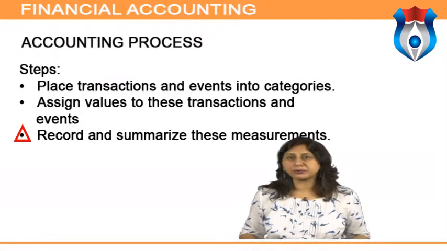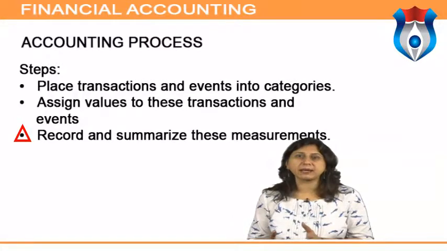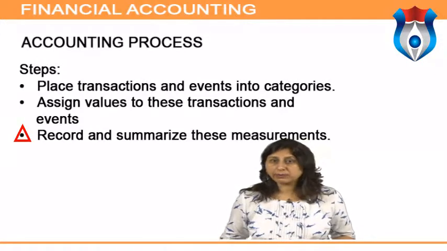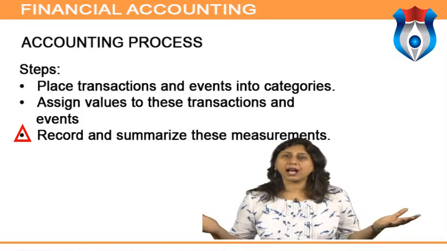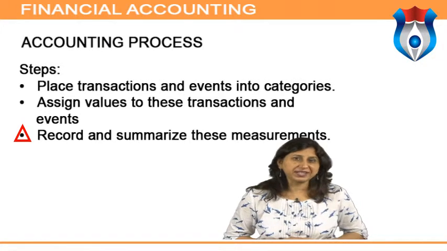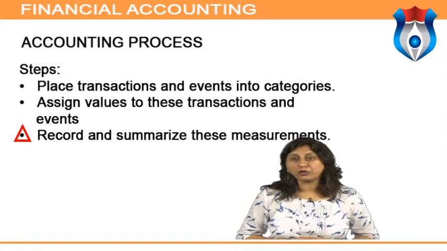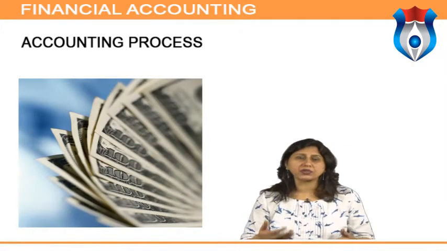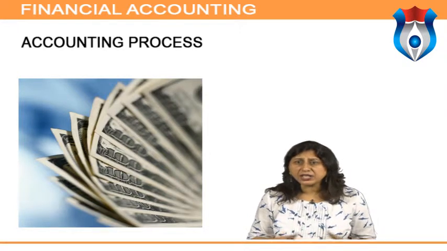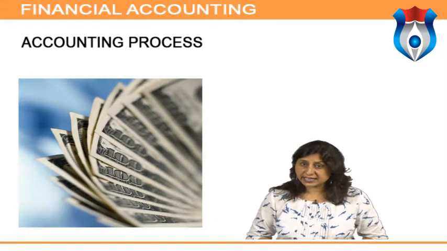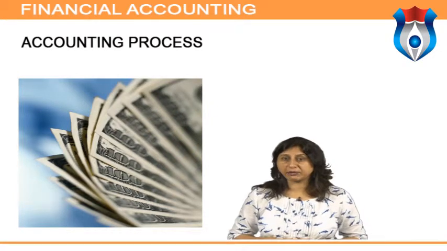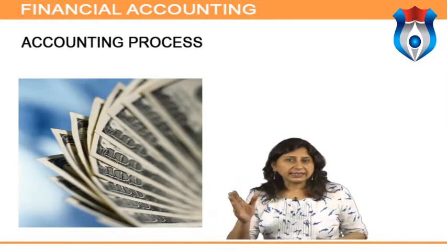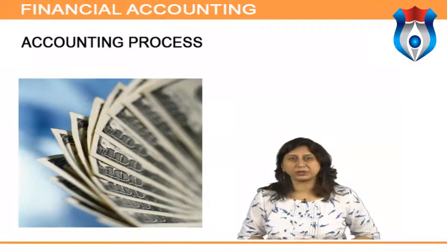The final step in the process is to record and meaningfully summarize these measurements. Summarizing is necessary because otherwise decision makers would be overwhelmed with an extremely large array of information. Imagine, for example, that an analyst is interested in Ford Motor Company's sales for 1998. Providing a list of every sales transaction and its amount would yield unduly detailed information. Instead, the financial accounting process summarizes the dollar value of all sales during a given time period, and this single sales revenue number is included.